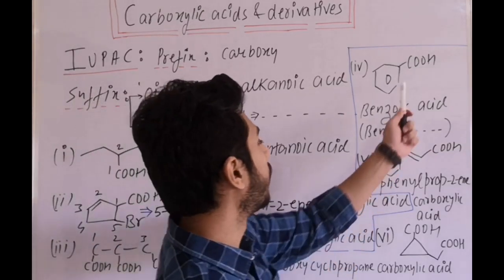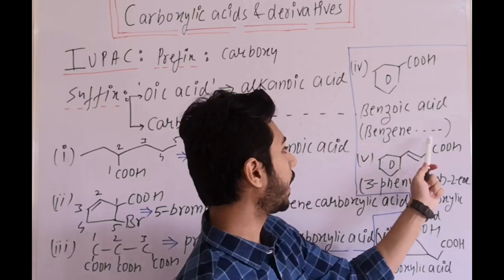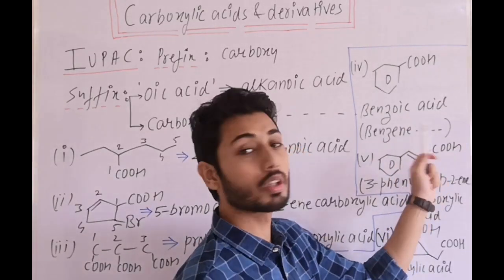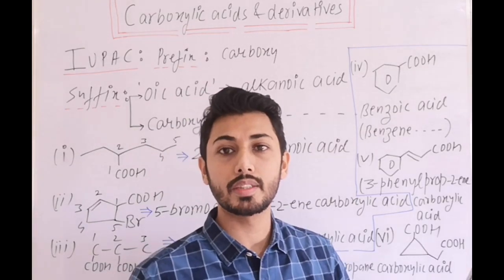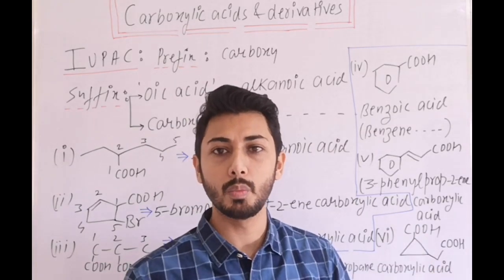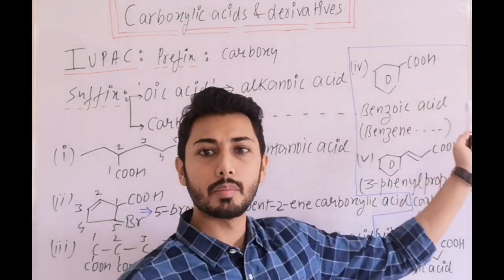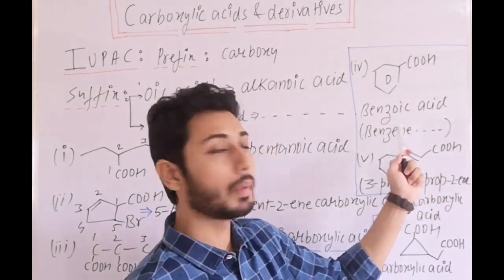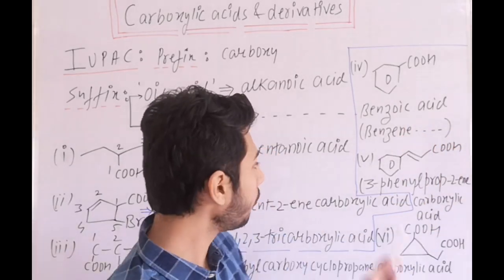Example number 4, an important example, benzene carboxylic acid. In the dot I have left it, you can write it as benzene carboxylic acid, and the common name is benzoic acid, but this common name is also IUPAC accepted. So benzoic acid is IUPAC accepted, or benzene carboxylic acid, but more important is benzoic acid.